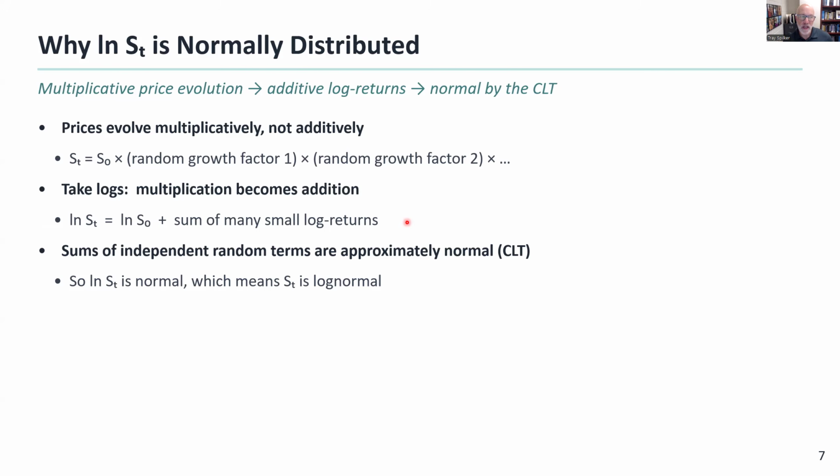And so the sum is equal to the natural log of ST, which is normal. So therefore, it means that the share price itself is distributed log normally, just like we saw in the prior slide. And again, this assumption falls right out of the math. It's not done for analytical convenience here.